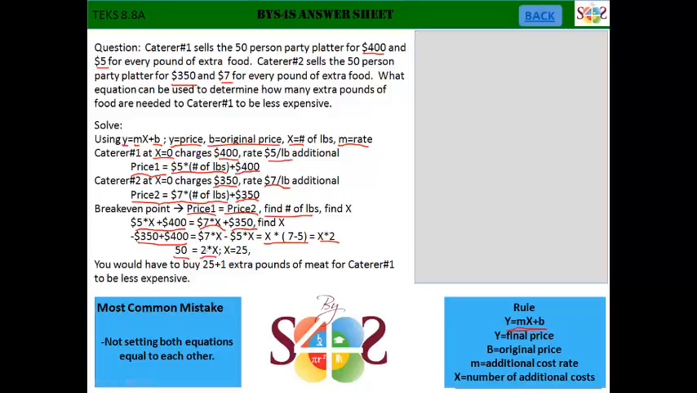So then once we divide by 2 to get the x by itself, we're going to be left with x is equal to 25. This, however, will only get us where the price of caterer number 1 is equal to the price of caterer number 2. So in order for caterer number 1 to be less expensive than caterer number 2, we're going to need to add 1 to the 25, and that's going to be 26 whenever caterer number 1 is less expensive.